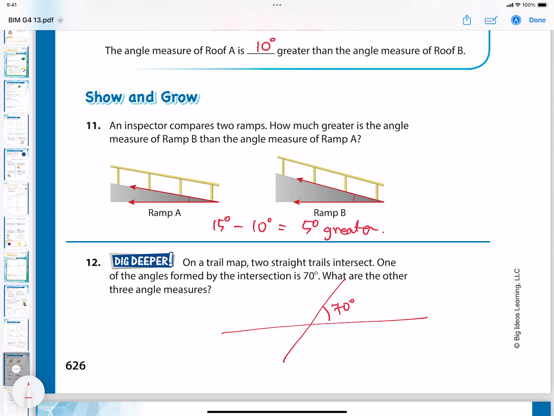Okay. Oh, I got you. So here, two straight trails intersect. Now this is 70 degree. What about the other three angle measures? So now here I know this straight line is 180. So since I know one angle is 70, the other side will be 180 minus 70, 110. So 110 degree.